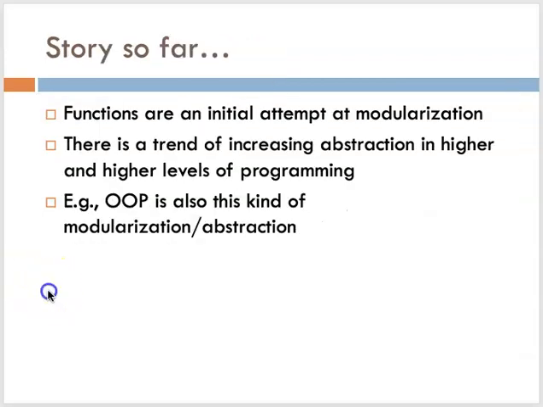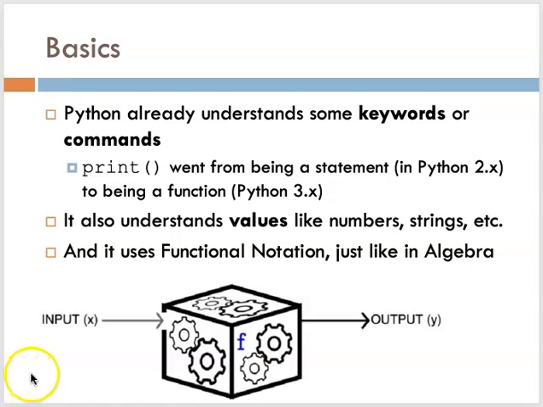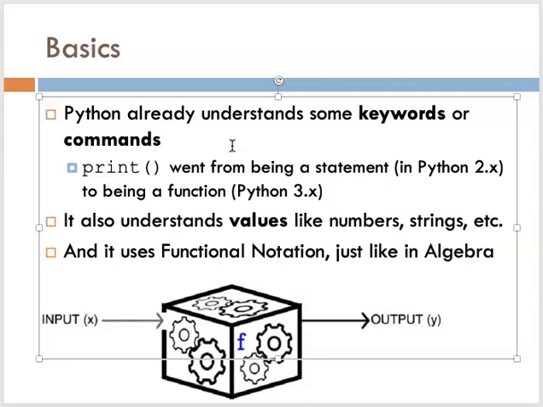All right, so let's take a little summary of where we are so far. Functions are our first attempt at modularizing a program, or a software solution, or a computational solution. And there's this trend of increasing abstraction in higher and higher levels of programming. When we get to object-oriented programming, we'll see that it also follows this kind of modularization and abstraction. So all these concepts that we learn, we can carry over and they build upon each other. We know that Python already understands some keywords and commands, and some of these commands are now functions. For example, print went from being just a statement in Python 2.x to being a full-fledged function in 3.x. And Python also understands some values, like numbers and strings, numeric values and string literals, etc.